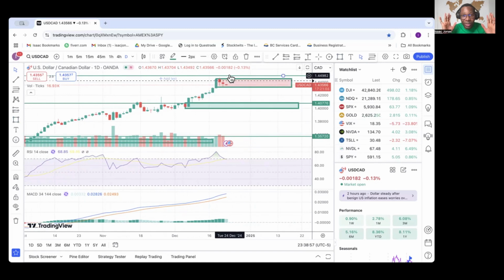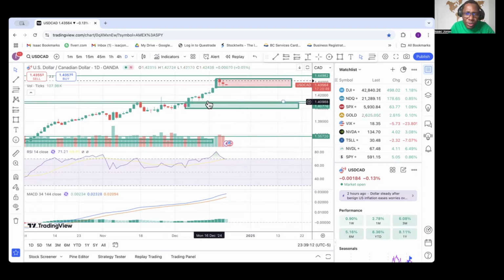Then it kicks me out. That minimizes the loss. But if the trade goes according to plan and it continues to go down, I would probably like to exit at this level, because usually when you look at a resistance level, this is what we call a demand zone, right?